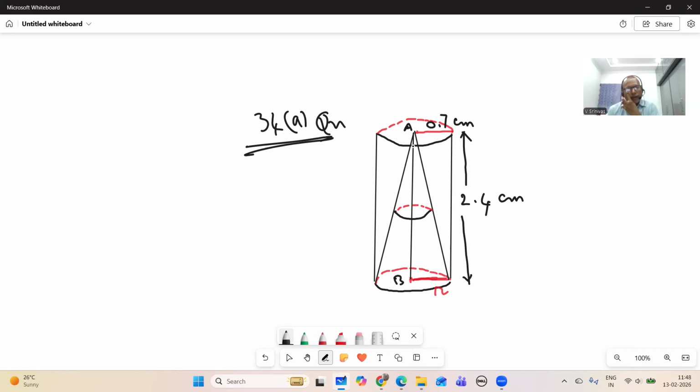Now, if you join AB, it will be perpendicular to this radius here. That becomes height. Let us call this small h. So this AB, line segment AB, is also small h.